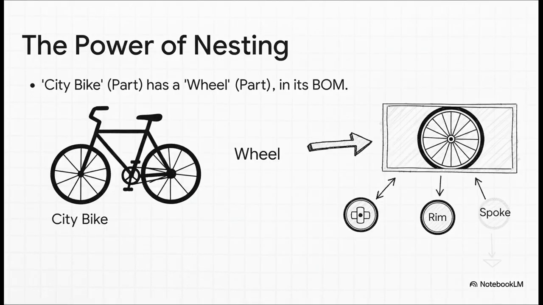And this is where it gets really, really cool. Our city bike needs a wheel, right? So we add a part called Wheel Urban 1. But here's the thing. That wheel is also an item made from our parts model, which means it can have its own bill of materials, with its own subparts like a hub, a rim, and spokes. This is called nesting, and it means you can have infinite levels of detail.